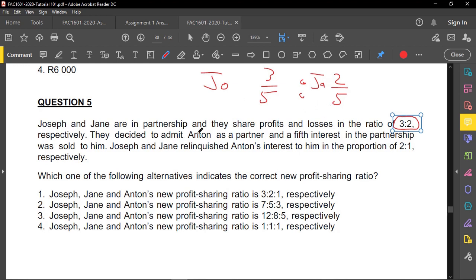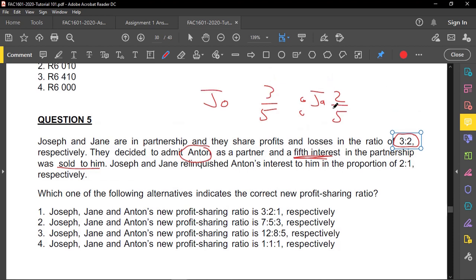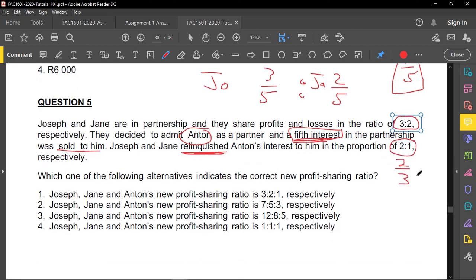Okay, then they tell you they admitted Anton as a partner, and obviously a fifth of the partnership is going to be sold to him. Okay, so remember, the business as a whole is obviously 5/5. Yes. Okay, so they're going to be giving him a fifth of the business, and they're going to relinquish his interest in the proportion 2:1. So in other words, 2/3 and 1/3. So Joe is going to give 2/3, and Jane is going to give 1/3, of the 1/5. Does that make sense? Yeah, I get what you're saying.